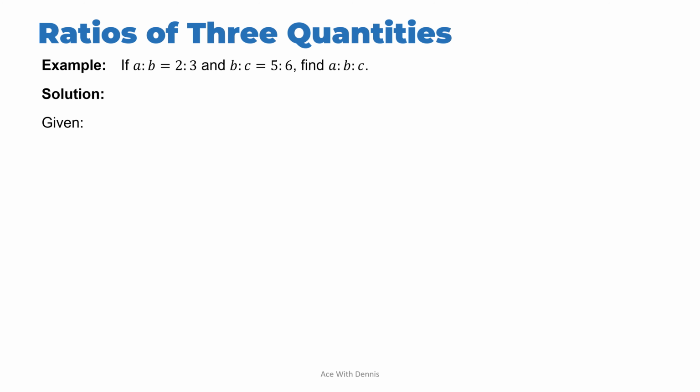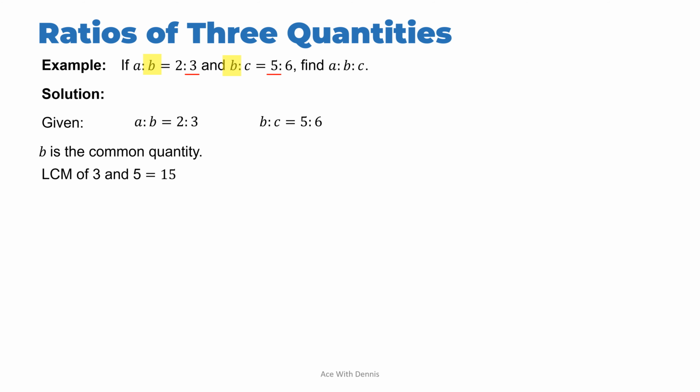Here is the solution. Given that the ratio of A to B equals 2 to 3 and the ratio of B to C equals 5 to 6, we can see that the quantity B is the common quantity. However, the value of the quantity B for both ratios are different. Hence, we have to standardize the value of this quantity first before we can combine the quantities A to B to C.